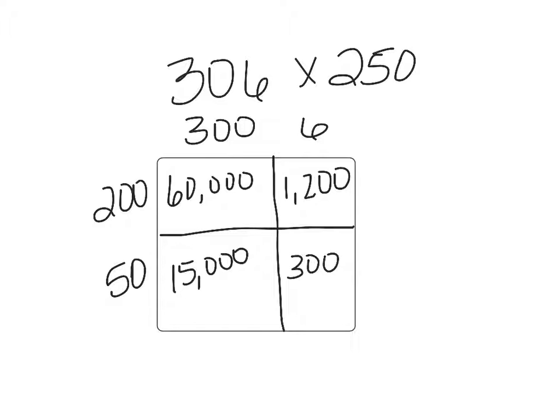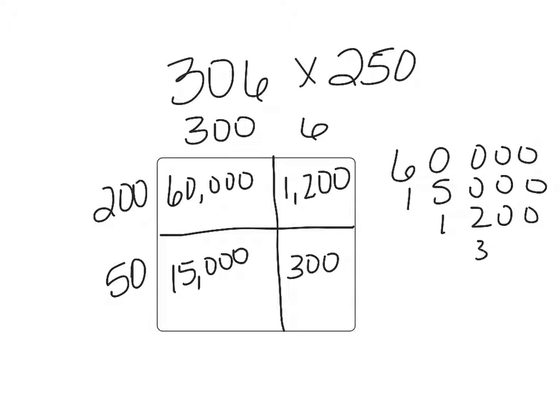So now we're going to add those 4 different partial products. So 60,000 plus 15,000 plus 1,200 plus 300 will be, here, I'll just write them out here, 15,000, 1,200, and 300. So I have 76,500.